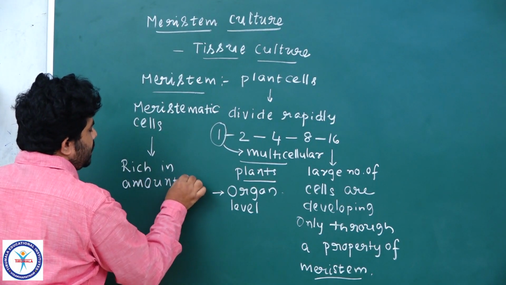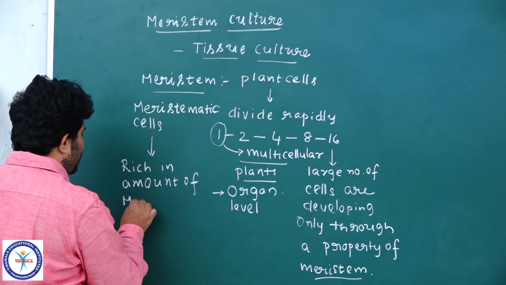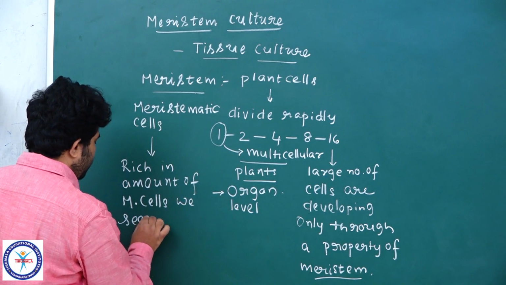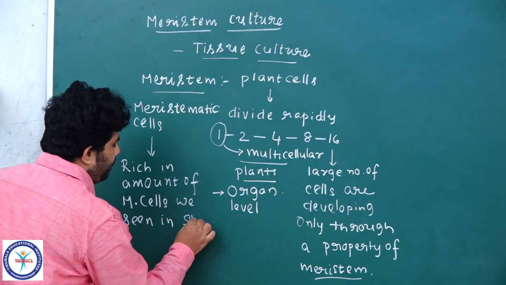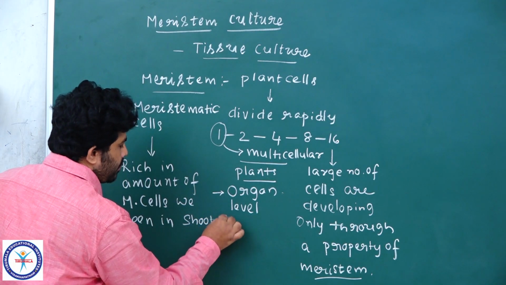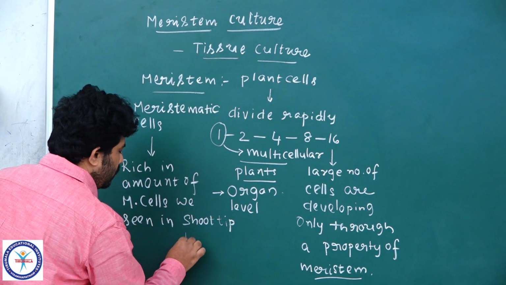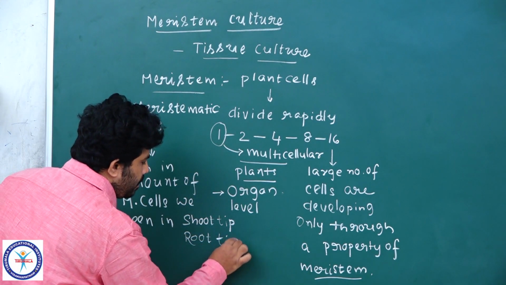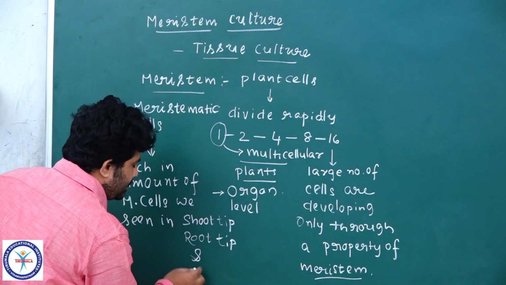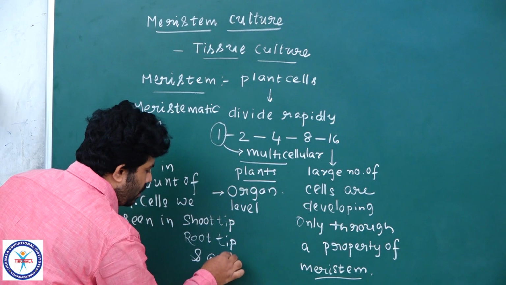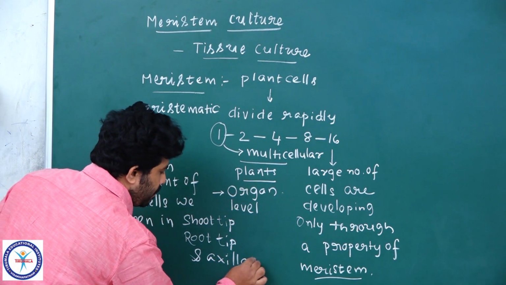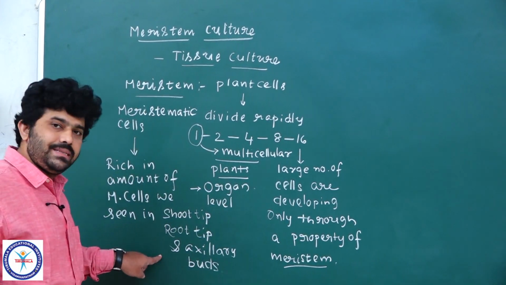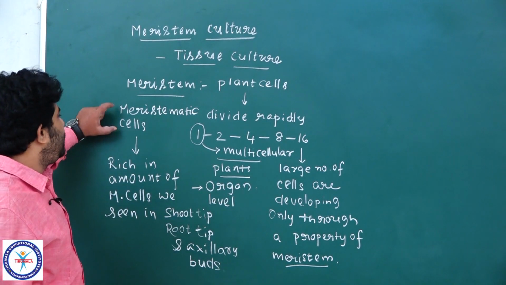Note down, students. Meristematic cells are found rich in amount in the shoot tip, root tip and axillary buds, and in the regions of axillary buds. So these are the selected parts in which we get meristematic cells.